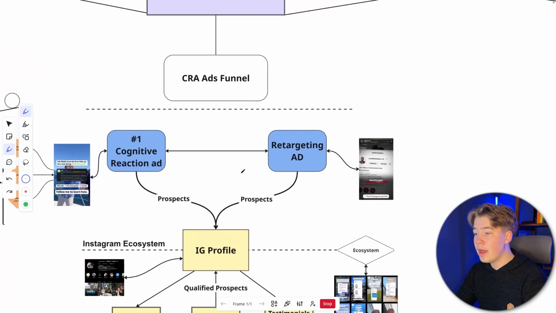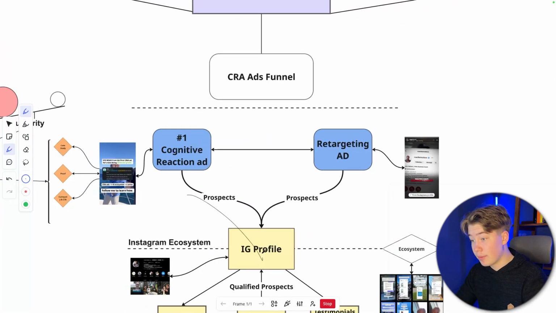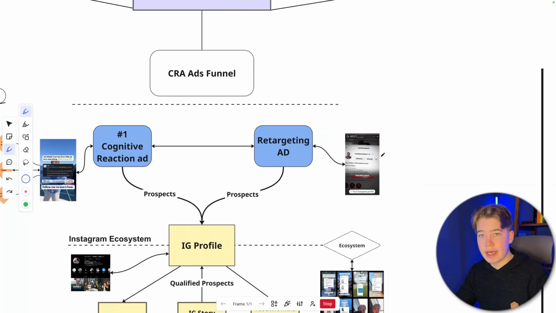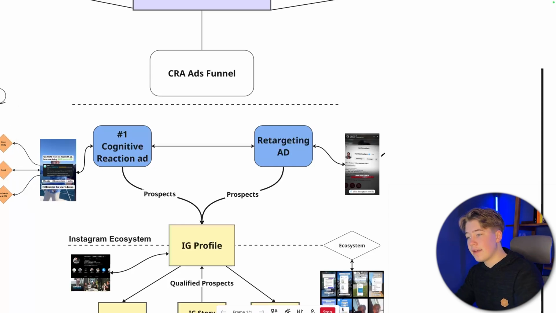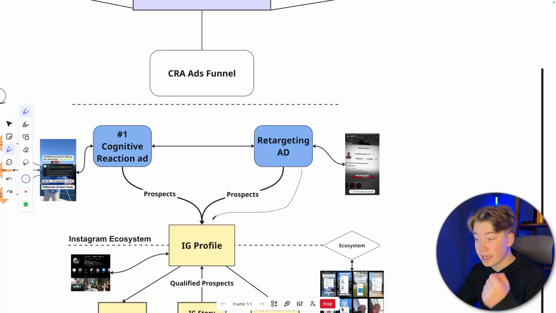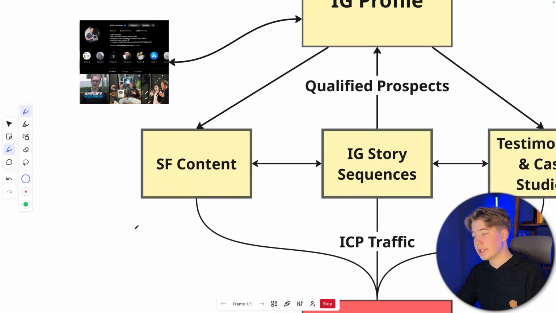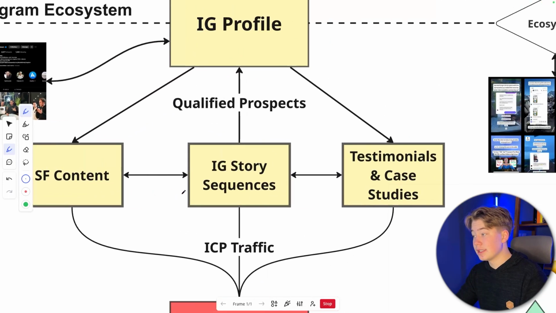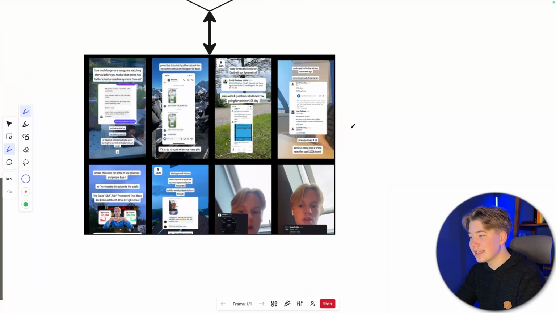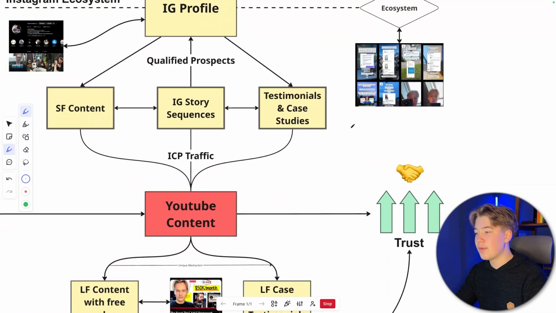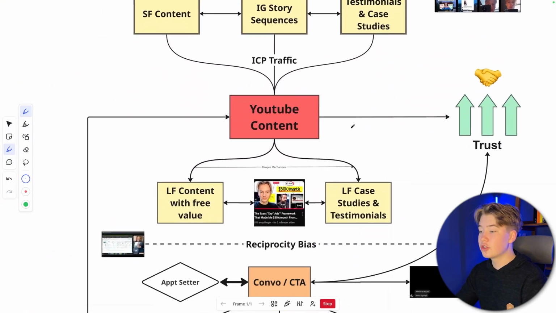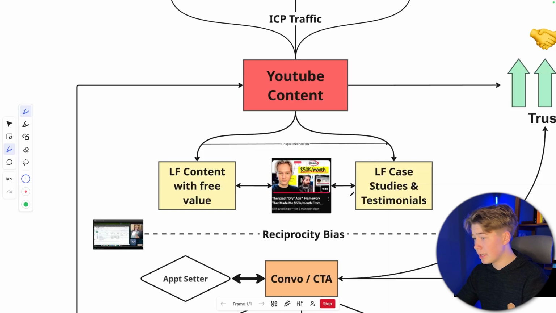And so from there, it'll either have people go to the Instagram profile or they won't. And if they don't, it then goes to the retargeting ad, where people are seeing the retargeting ad over and over again, multiple of these, and eventually they're going to go ahead and check it out. They're going to check out the profile. From there, they're in the ecosystem. They're seeing the short form content, the Instagram story sequences, the testimonials and case studies every single day, which means that we can then redirect that traffic over to our YouTube, where there's long form content with free value.